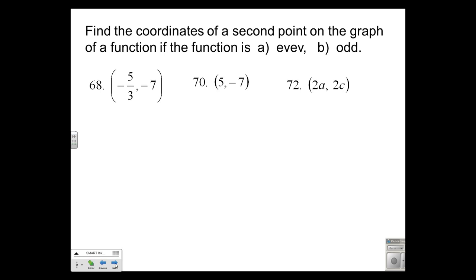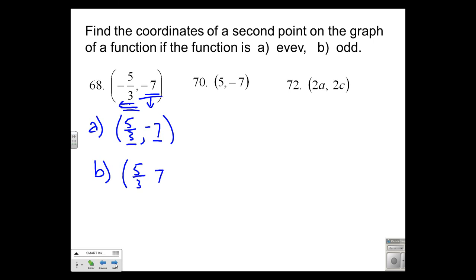Find the coordinates of a second point of the graph. Love this problem. Okay, and you may want to graph this, but let's think about this for a second. A function is even if the height to the left and the height to the right are the same. So in this case, I went to the left and went down 7. So now I'm going to go to the right and down 7. Now my height to the right is the same as my height to the left. For an odd function, my height to the left should be the opposite of my height to the right. So my height to the left we have, my height to the right would be 5/3. It should be the opposite of -7, +7.